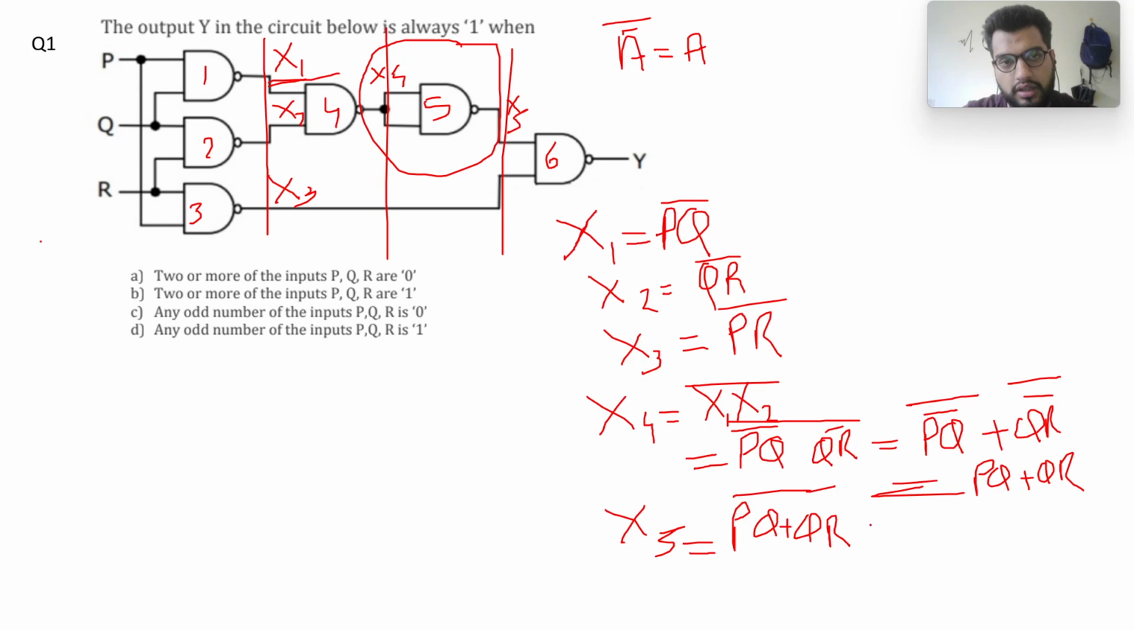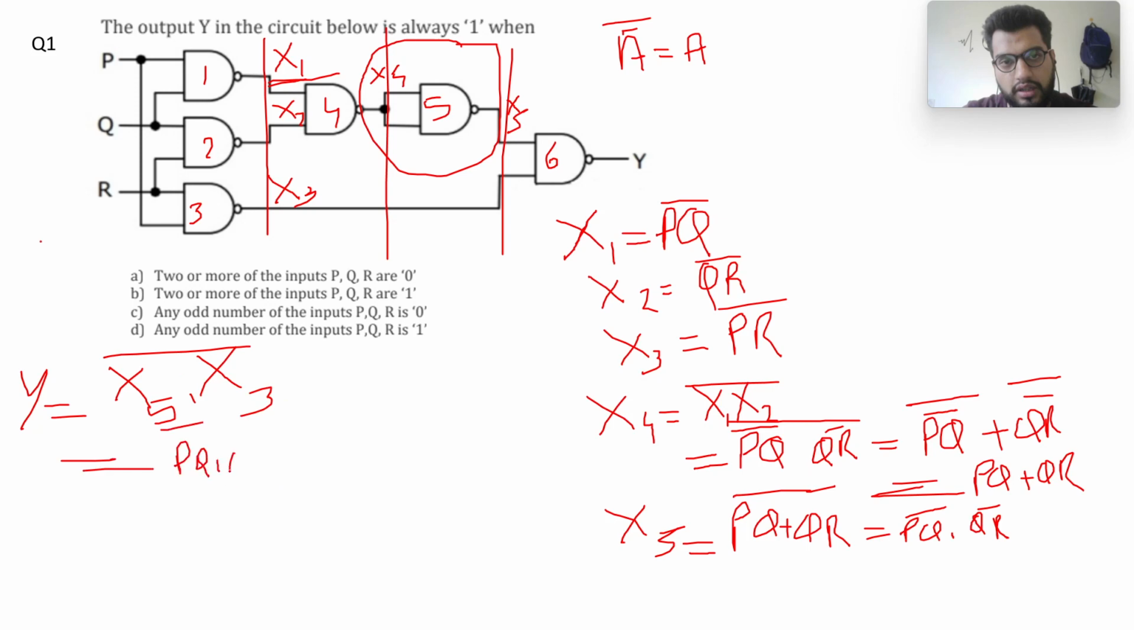And if you use De Morgan's law, it will be PQ complement dot QR complement. Now my final Y will be equal to a NAND operation between x5 and x3. So I write x5 and x3 and my NAND. So my x5 is PQ complement dot QR complement, then dot x3 is my PR complement, then whole complement.